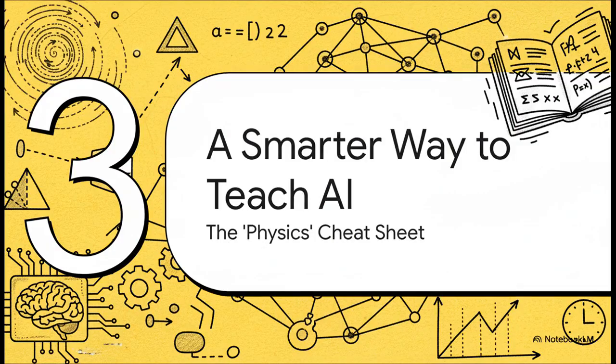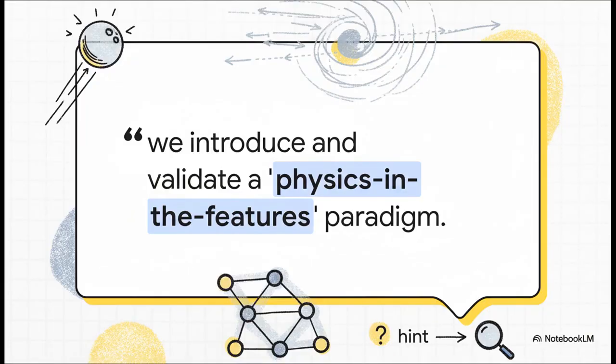So, how do you get around this? Well, to solve this problem, researchers came up with a completely new angle. They decided to change how we teach AI about physics in the first place. So, instead of just feeding an AI a bunch of raw data and then telling it, "No, you're wrong," over and over again, what if you could give it a hint? You know, a little clue about where the really hard part of the problem is. That's the core idea behind what they call a physics in the features approach.